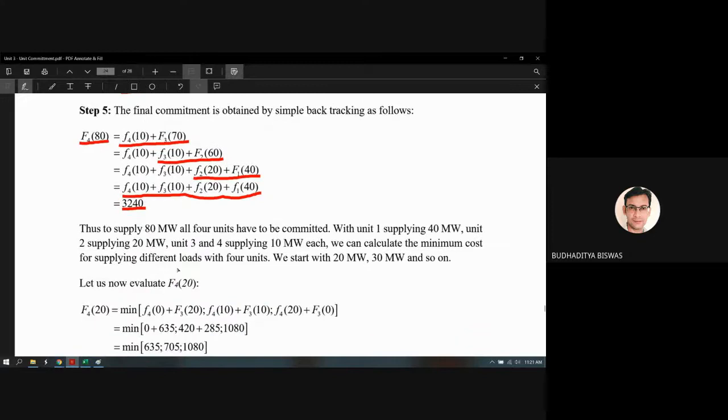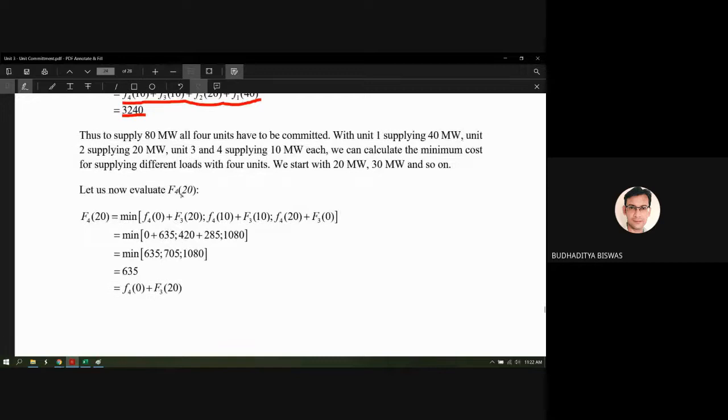So thus to supply 80 megawatt, all 4 units have to be committed, with unit 1 supplying 40 megawatt, unit 2 supplying 20 megawatt, and unit 4 and unit 3 supplying 10 megawatt each. So we can calculate the minimum cost for supplying different loads with 4 units. We start with 20, 30 and so on.